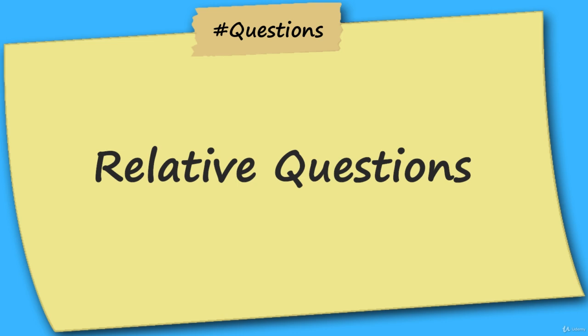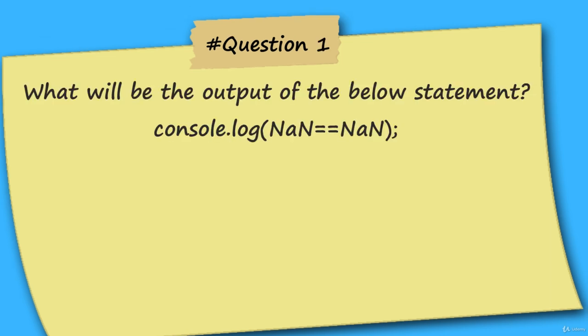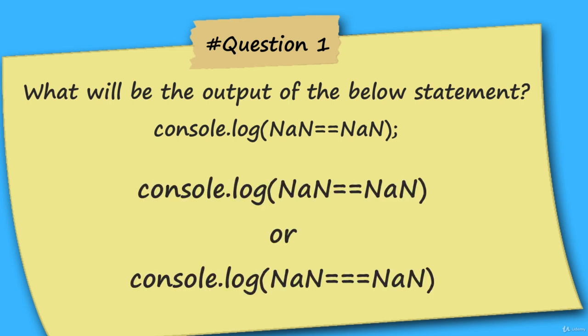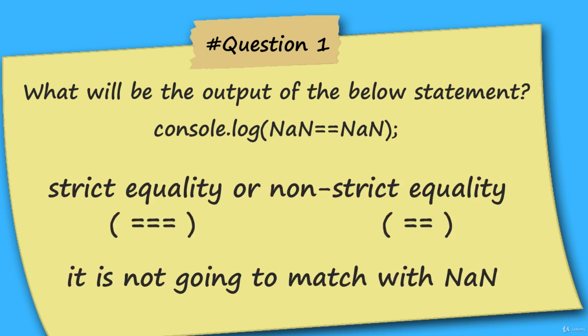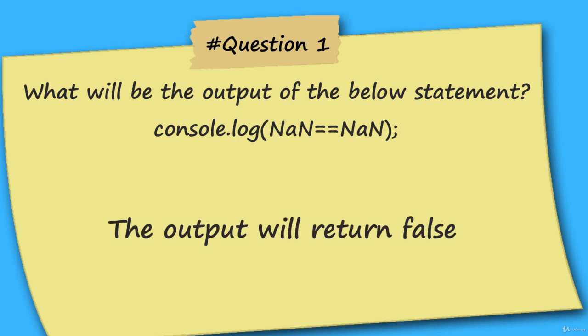Now let's discuss the relative questions of this topic. The first question is, what will be the output of the below statement? So now here I'm using NaN equals to NaN. Remember, either I give 2 equal signs or even 3 equal signs, that doesn't matter because strict equality or non-strict equality, either way it is not going to match with NaN. So NaN doesn't match with itself because there is always a unique value for each NaN. That's why this will return false. Even though we say NaN equals to NaN, it's going to return false.